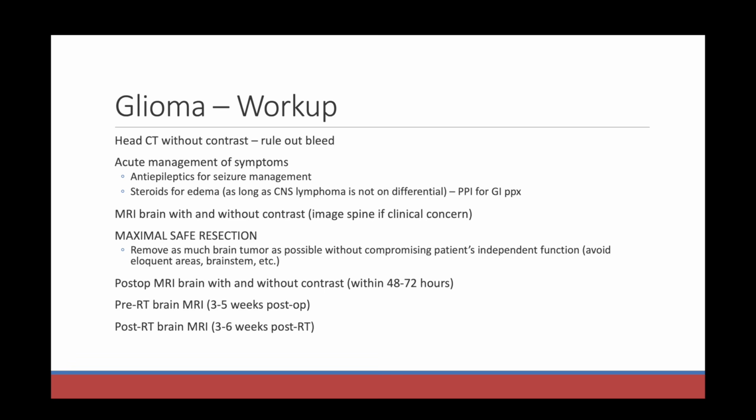Now, acutely, we definitely want to manage their symptoms. So if they're having seizures, you need to give them antiepileptics. If there's significant edema associated, as long as we are not concerned for a CNS lymphoma, it's okay to give them steroids to help manage their edema and also start them on a PPI for GI prophylaxis.